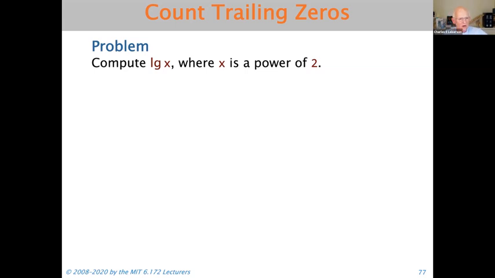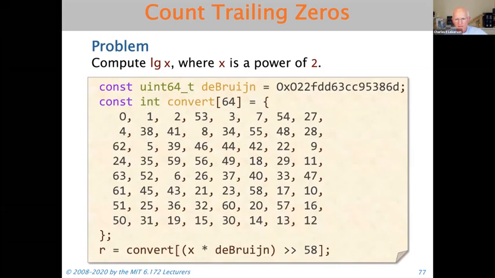Okay, here's the code. I'm sure it looks familiar. Okay, you've seen this before. You first set the constant de Bruijn to hex 022F DD63CC95386D. Then you have the standard table lookup. All you do is multiply x by the de Bruijn constant, shift right 58, which of course is the natural amount, and index the table. Okay? You've all seen this, right?